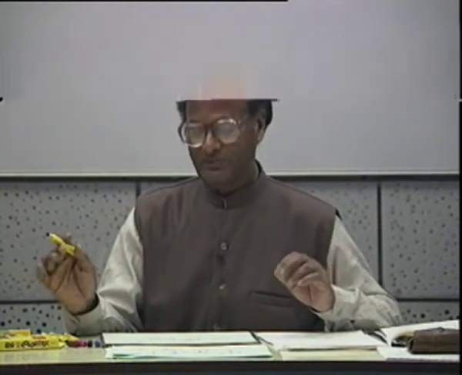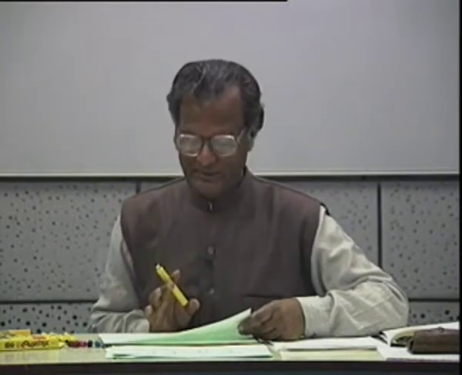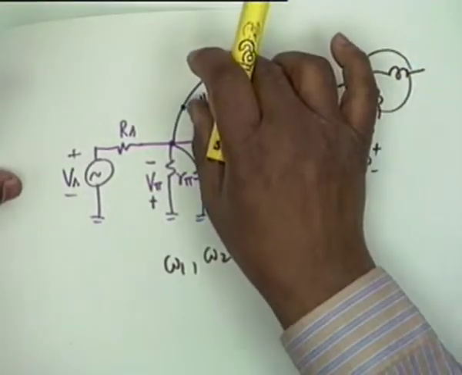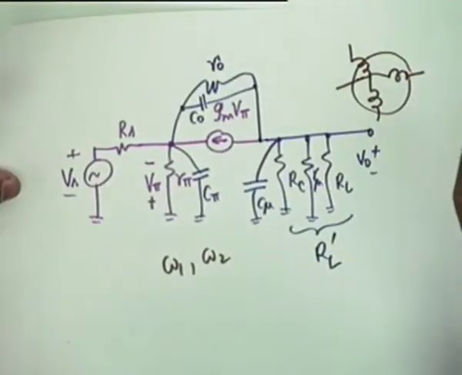There are 2 or 3 people whom I have given 12 out of 12. Was it 12 or 13? 12. I have given 12 out of 12, even though they had not completed, because they saw the point. The only thing they didn't do was to ignore R0 and C0. If you ignore R0 and C0, life becomes very simple.